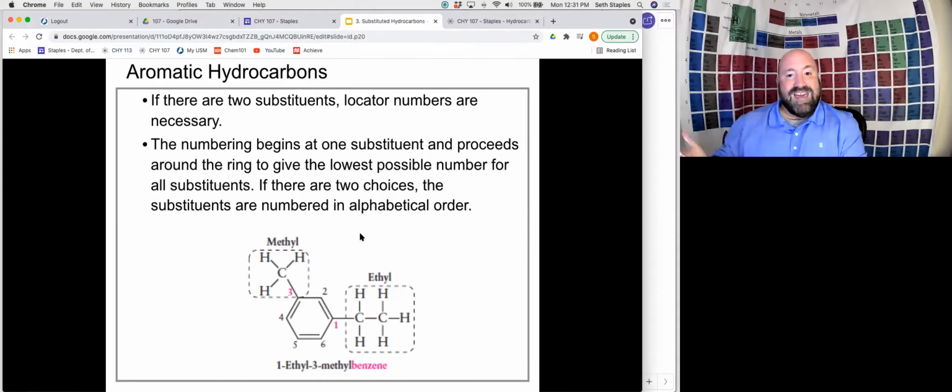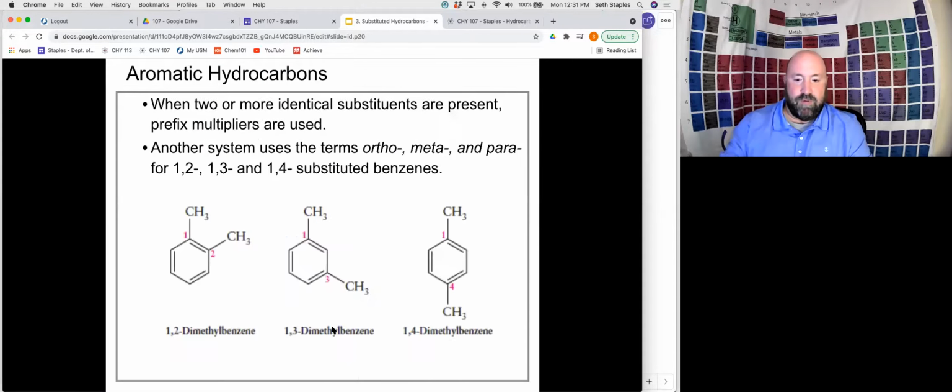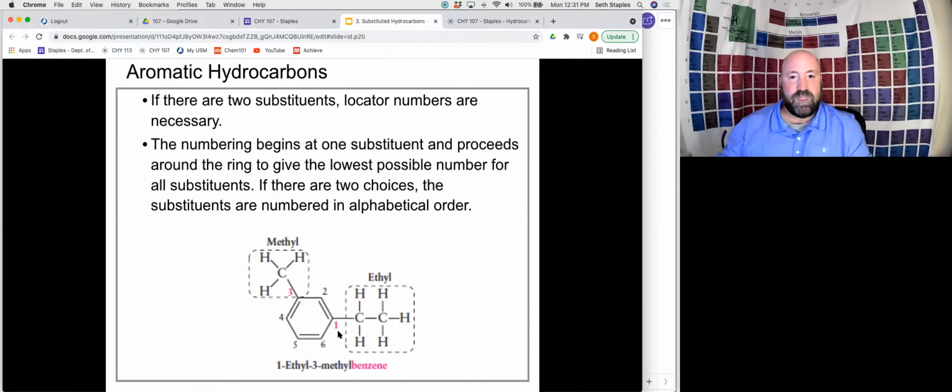The numbering begins at the larger substituent and then proceeds around the ring to get you to the lowest number. And so here we have benzene, we have an ethyl group coming off, and we have a methyl group coming off. The ethyl group is the more important one, and so we're going to number that as 1. And so we get 1-ethyl-3-methylbenzene.